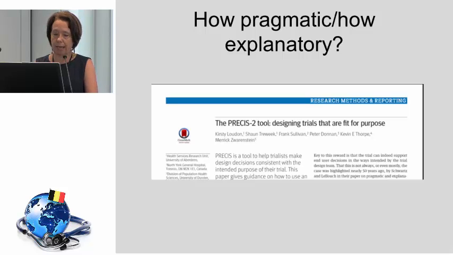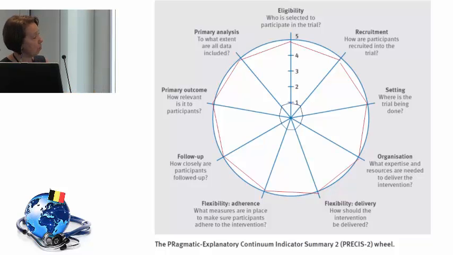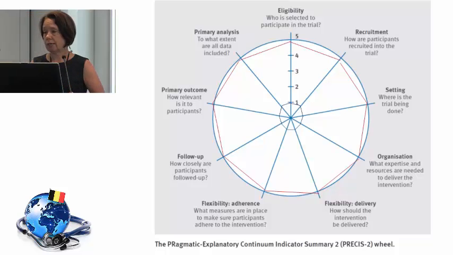So I'm just going to explain how that works. With the Precis 2 tool, you have these 9 domains, and what you're attempting to do is to assess a trial for each of these domains. For each of the domains, how pragmatic is it, how explanatory is it?